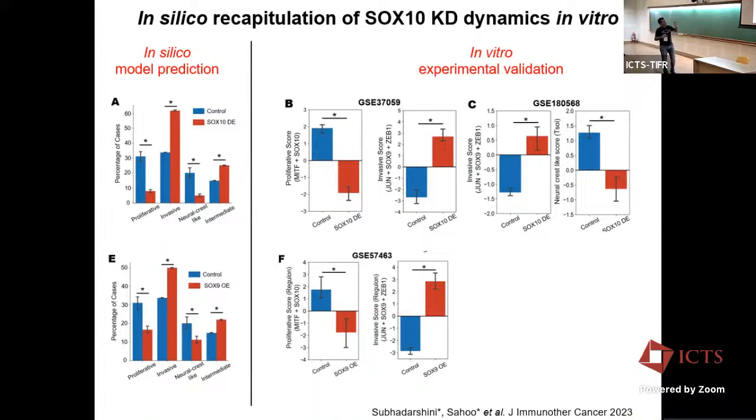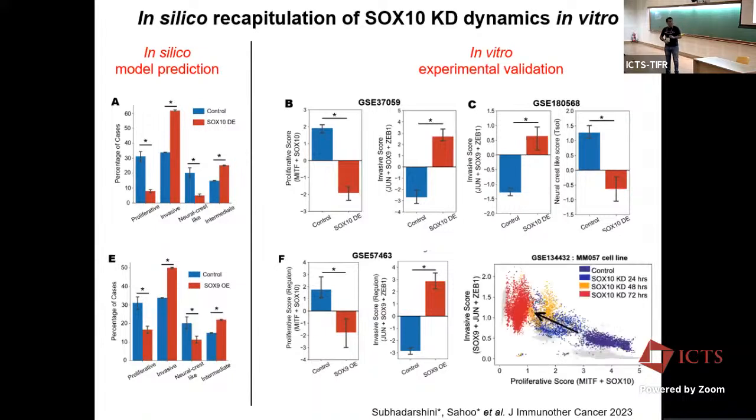Now, this is bulk data. Let's look at single cell data. So this is interesting because this is single cell and time course. So what you see is that here are the control cells. And again, we are keeping the same y-axis, just the 5 genes. The control cells are much more proliferative. And as you knock down SOX10 and keep moving further in time, you begin to see this trajectory that cells are moving, and eventually they become much more invasive as compared to what they were previously, right?